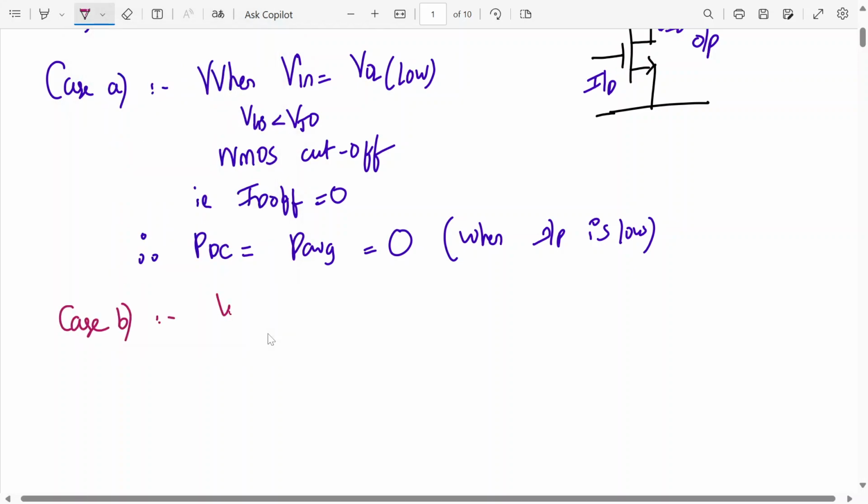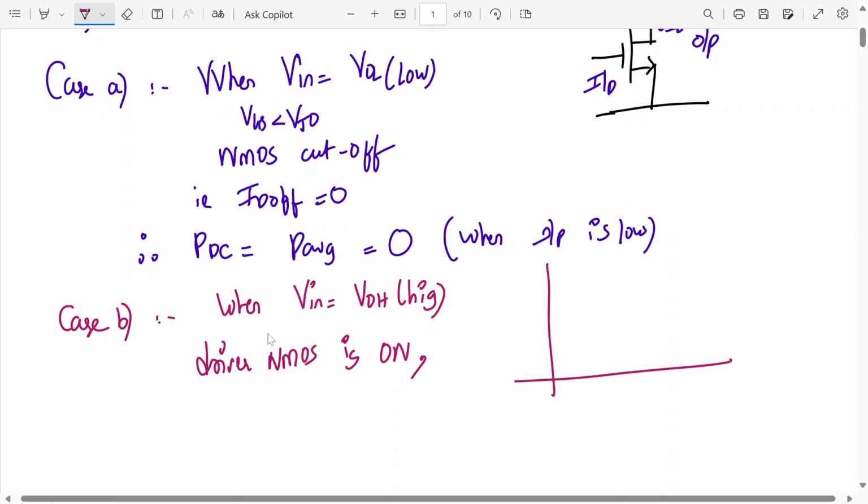Case B, when input is VOH, very high value. So definitely VGS is greater than VTO. So when the input is high, your driver MOSFET is on and it conducts the current ID. We are not checking the state right now. Your driver NMOS is just on. We don't know whether it's linear or saturation, and the ID current flows in the device, right? So here the output voltage in this case is equal to VOL.